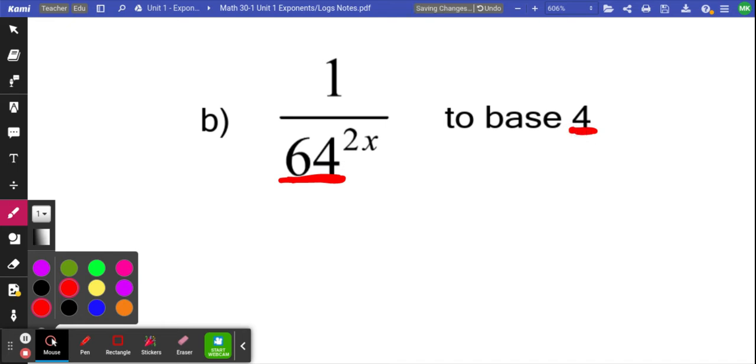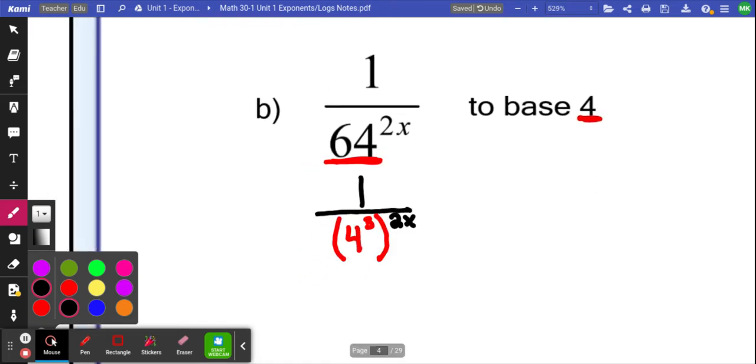You can. Right? So if you try it in your calculator, if you're not sure, just guess and check. Go 4 to the power of 2, see what it is. 4 to the power of 3, see what it is. 4 to the power of 4, see what it is. Eventually you'll find that 4 to the power of 3 is 64. Okay, but just like guess and check a little bit. So I can rewrite this to become 1 over 4 to the power of 3 to the power of 2x.